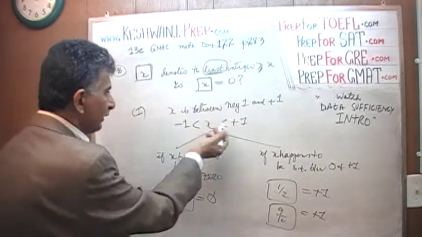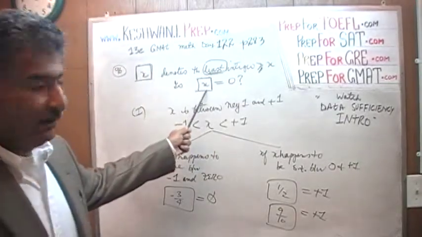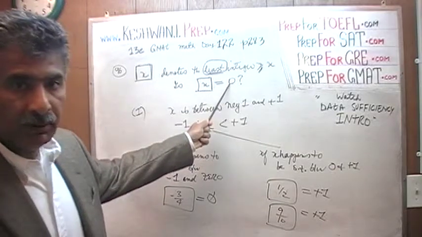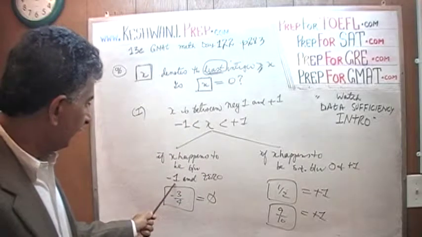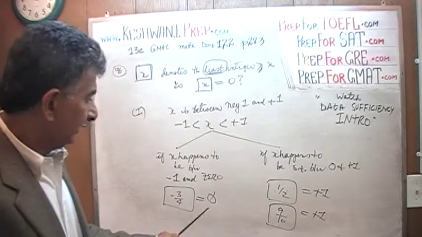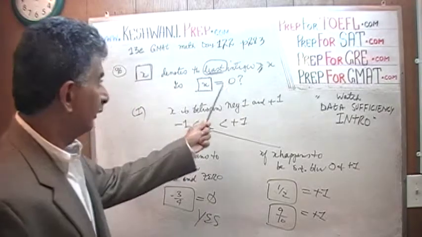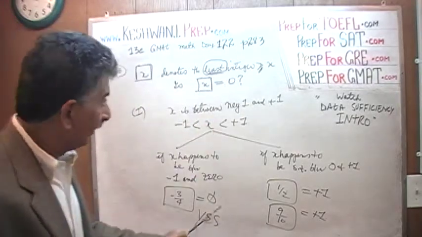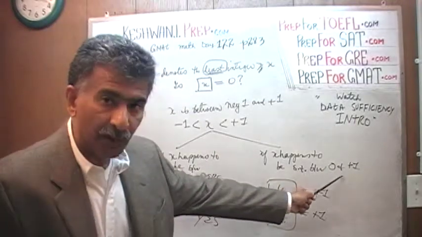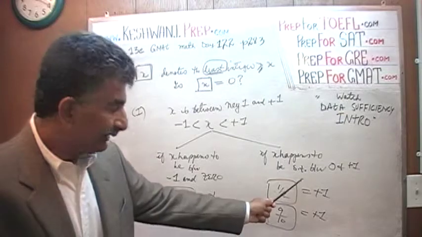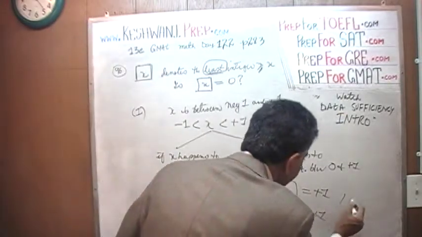So in this range, we can't really tell. The question was, is the quantity in the box equal to 0? Here the answer would be, well, it depends. If that quantity in the box happens to fall between -1 and 0, then yes, it is equal to 0. But if it falls somewhere between 0 and 1, then the answer is no, because in that case, the value is going to be equal to 1.